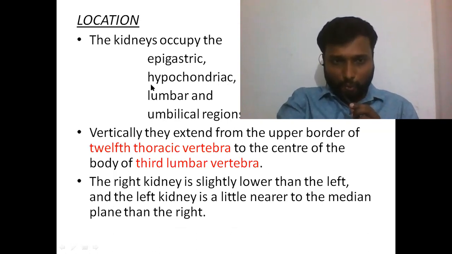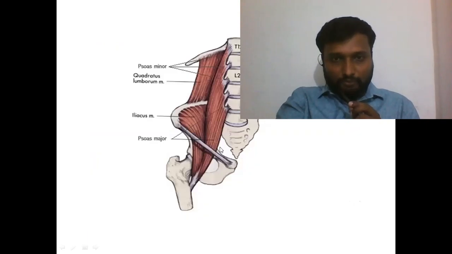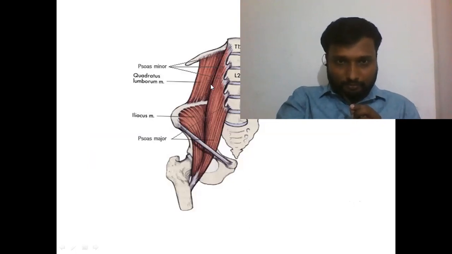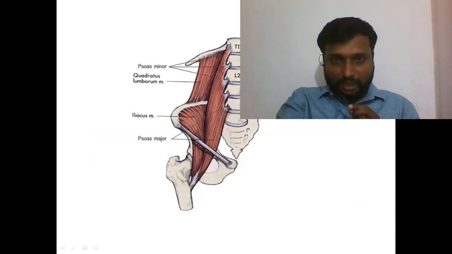And if you are going to the vertical extension, the upper pole lies at the level of the 12th thoracic vertebra, and the lower pole or lower end lies at the level of the 3rd lumbar vertebra. So what is meant by that? See this diagram. Here we can see the 12th thoracic vertebral column. These kidneys are located on either side of the vertebral column. This is the 12th thoracic vertebra, and first lumbar, second lumbar, third lumbar. So here comes the kidney. The upper end of the kidney lies at the level of this T12.